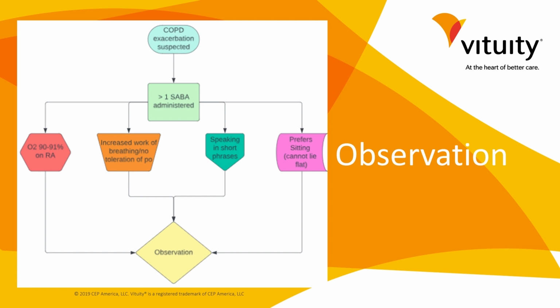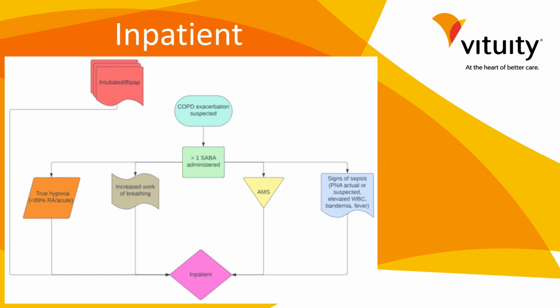After breathing treatments, you can admit based on a combination of factors, subjective and objective alike. If the patient is satting around 90 to 91% on room air, or on their baseline O2 at 90 to 91%, if they're having increased work of breathing, if they're not able to speak in full sentences, or if they can't lie flat, then at that time you can admit them for observation. Again, remember intubated or BiPAP pretty much bypasses this whole chart and will be inpatient.